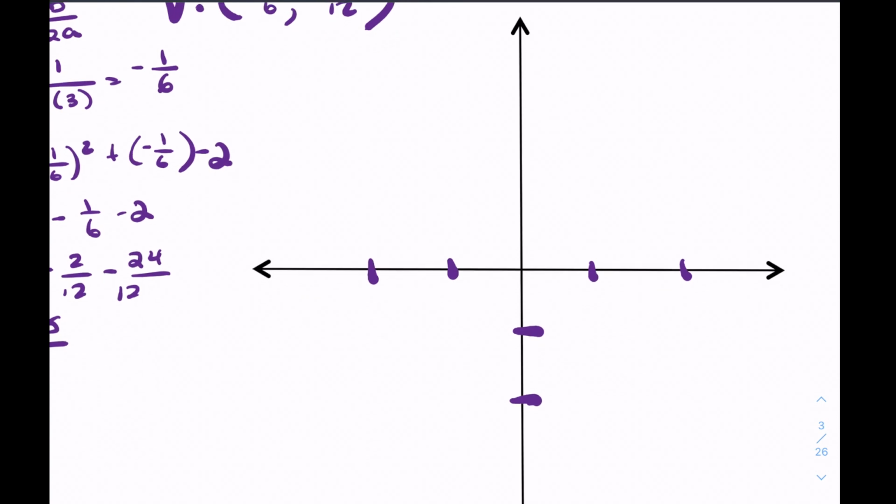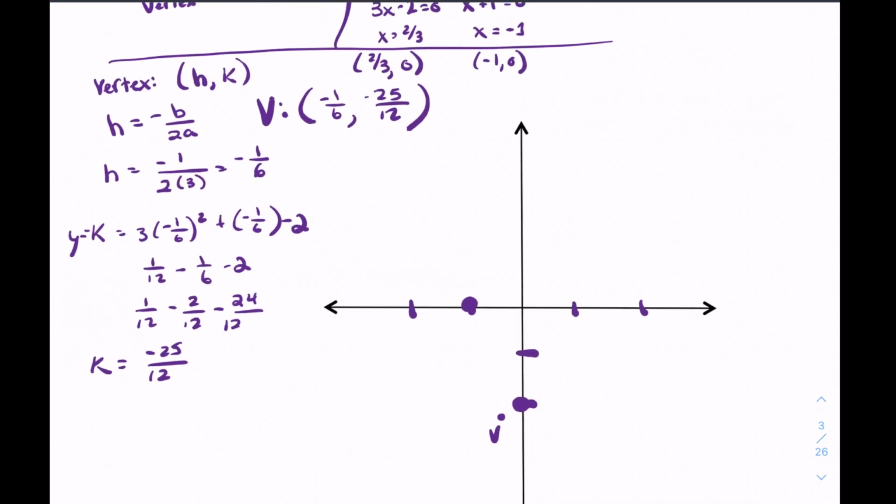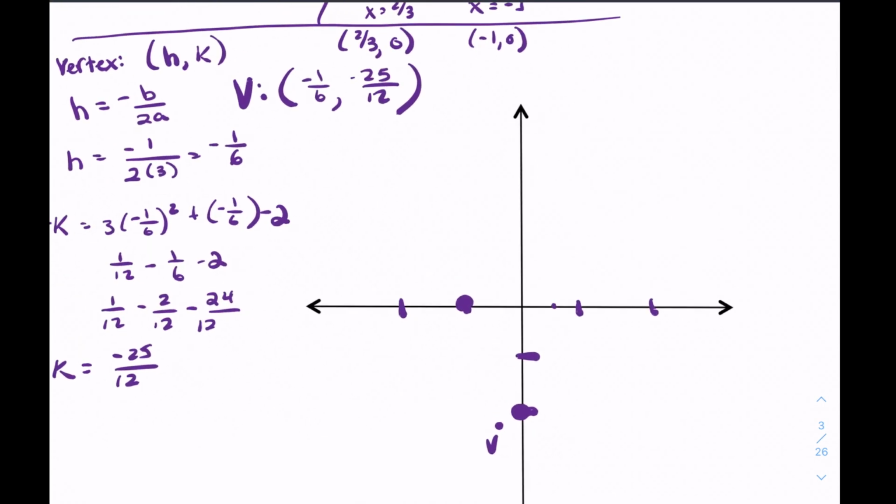So if I graph this, I have my y-intercept, let's start with that first, is negative 2. I have my vertex at negative 1/6, negative 25/12. So I'm going to label that V. I have my x-intercept at negative 1. I have my other x-intercept at 2/3. Let's see if I wrote that. Yep, 2/3. So that would be there. If I graphed everything correctly, and I said it opens up, we go down, and then back up. And then we put our arrows on our function.